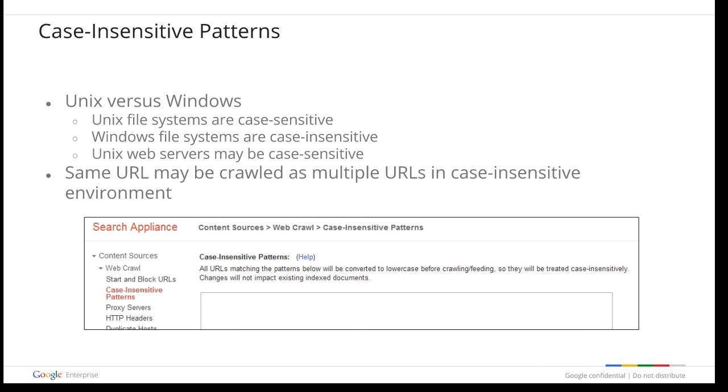But if you have web pages that were written by hand, you may have the same URL represented using different case in different places, and the GSA will treat those representations as different URLs. If you have Windows web servers or case-insensitive Unix web servers, you should specify the appropriate URL patterns on the case-insensitive patterns page. You will need to do this before you crawl and index the documents on those servers. If you don't, you'll need to remove the documents from the index, then recrawl them.